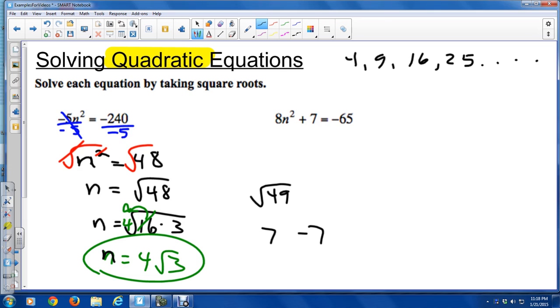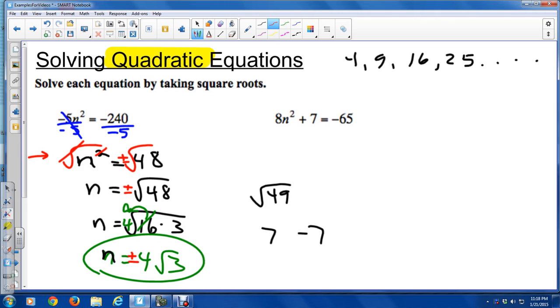Negative times negative is a positive. So anytime I put a square root into a problem, as I did right here to actually get rid of the square, right in this step, we actually have to put a plus or minus in front of the square root, indicating that there's a positive and negative answer. You actually have two answers.